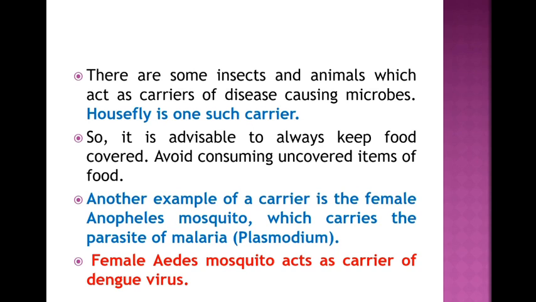Another example of a carrier is the female Anopheles mosquito. Very important: the female Anopheles mosquito causes malaria, as it carries the malaria parasite, Plasmodium vivax. And the female Aedes mosquito acts as a carrier of the dengue virus. For dengue, the carrier is the female Aedes mosquito, and for malaria, the female Anopheles mosquito.